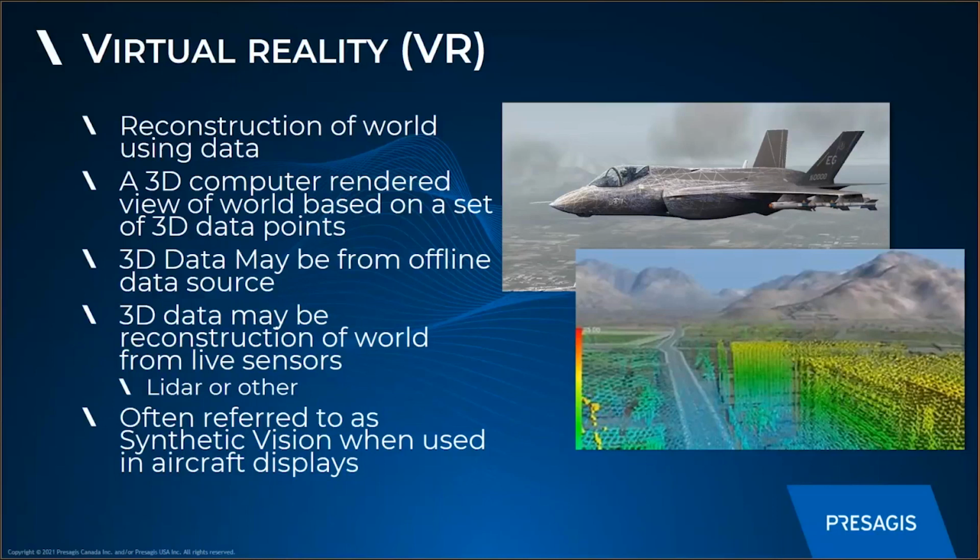The reconstruction of live data is actually quite complicated, and we'll touch on that later, because to do this in real time, the volume of information takes a lot of computing power. Now, often this is referred to as synthetic vision when we use this in aircraft displays. So again, it's a familiar term, and there's a big overlap between virtual reality and synthetic vision. We're talking about computer generated worlds here, with terrain and objects in space.